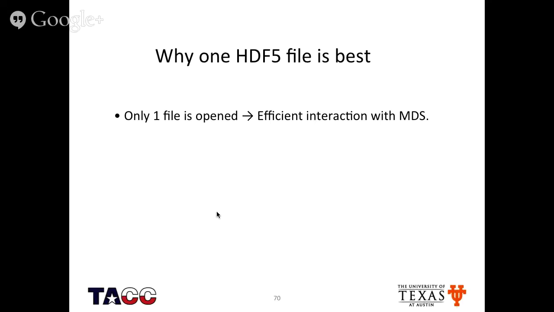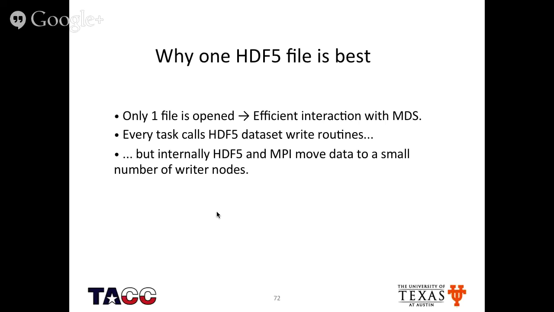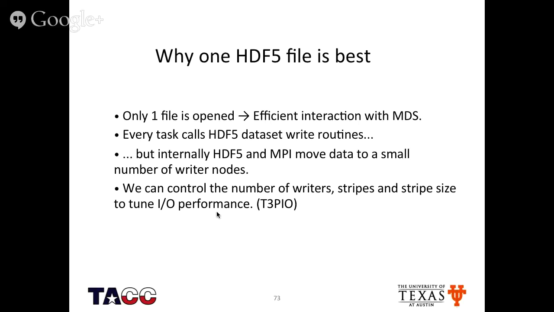HDF5 has some advantages. If you only open one file for your solution file, you've got an efficient interaction with the metadata server. Every task calls HDF5 write routines, but internally HDF5 and MPI move the data to a small number of writer nodes. Some of your processes duplicate as writer nodes, and we can control the number of writer stripes and stripe size to tune the performance, and that's this T3PO library. There are other ways to do it, but I'll talk about that.